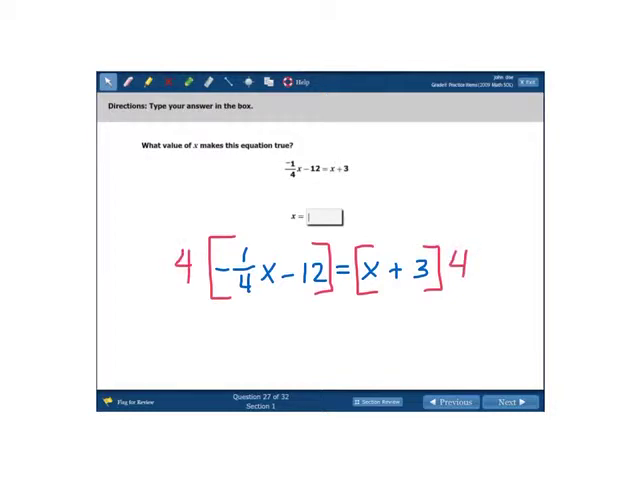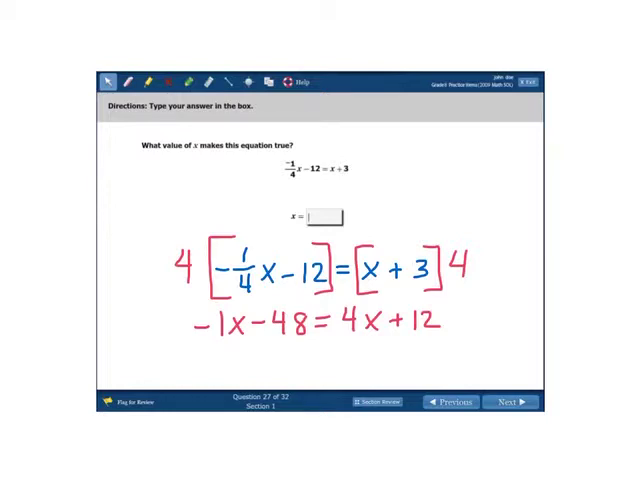Negative 1/4 times 4 is negative 1, so that's negative 1x. And I know I don't need the negative 1 in front of the x, just negative x would be fine, but I'm going to leave it there to make some of you a little more comfortable solving the equation. Minus 4 times 12 is 48, and on the other side, 4 times x is 4x, and 4 times 3 is 12. So now I have just a good old-fashioned variables on both sides equation, and we just did a whole bunch of practice with these. So we should be a lot more comfortable now than we were before.